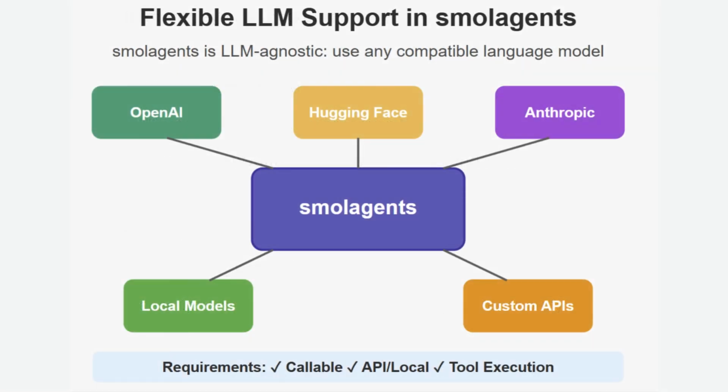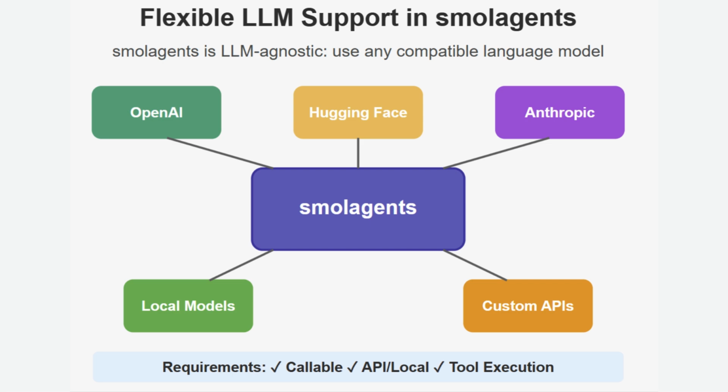Let's now understand the model integration in Smolagents. In this session, we're going to explore how Smolagents integrates with different large language models, LLMs. Unlike some frameworks that lock you into a specific provider, Smolagents is designed to be flexible, allowing developers to choose the model that best fits their needs. At its core, Smolagents is designed to be LLM agnostic. This means that instead of relying on a single AI provider, it allows developers to plug in any large language model that meets a basic set of integration requirements.